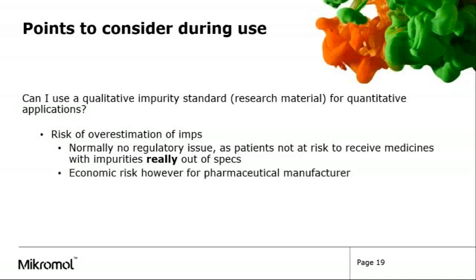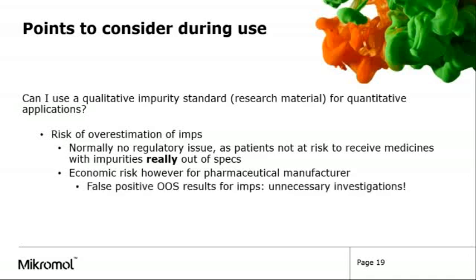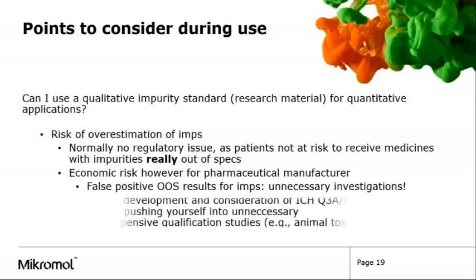However, we know that that brings an economic risk for a pharmaceutical manufacturer, that if you're overestimating, you could have a false positive out of specification result that would lead to unnecessary investigations. If you're in development, you might exceed a qualification threshold for an impurity and then need to start considering qualification studies such as animal tox type studies.